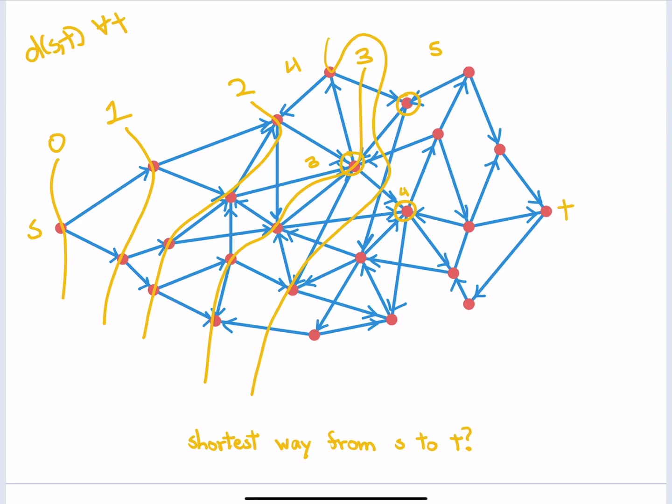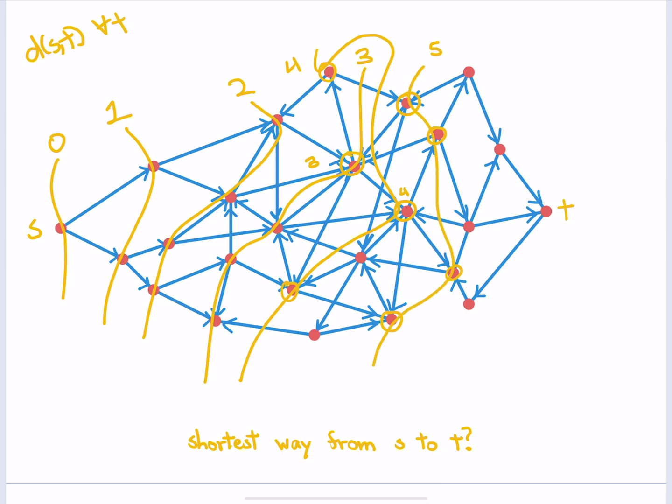That's a 4. Okay. All right, so the 4s are 4, 4, 4. Okay, 5s are that one that's already circled. This one is a 5. This one is a 5. This one is a 5. Right? All right. That's the 5 layer.